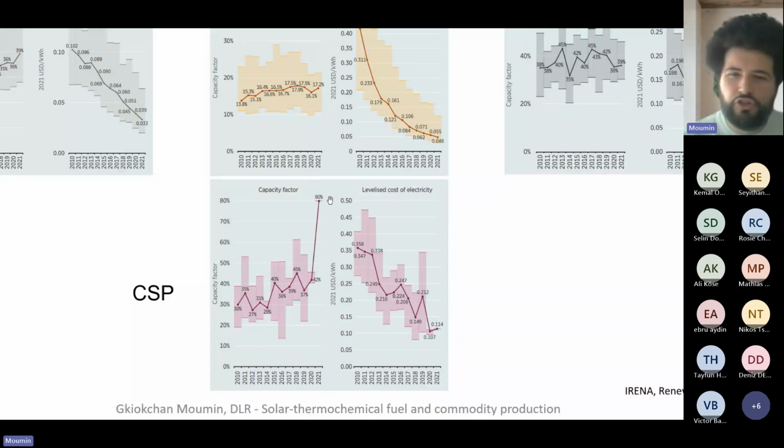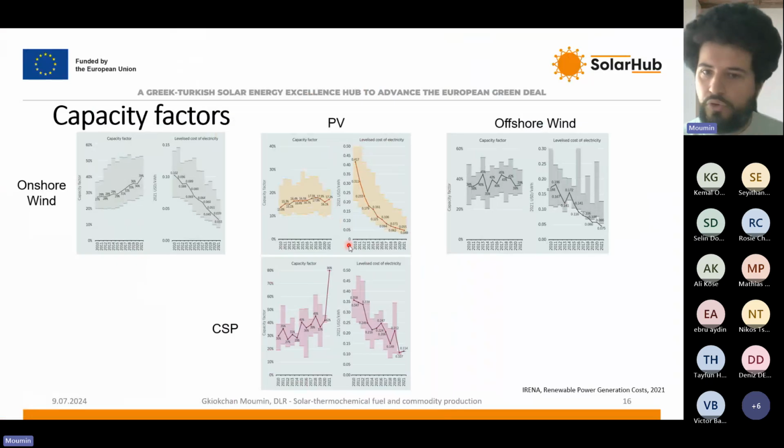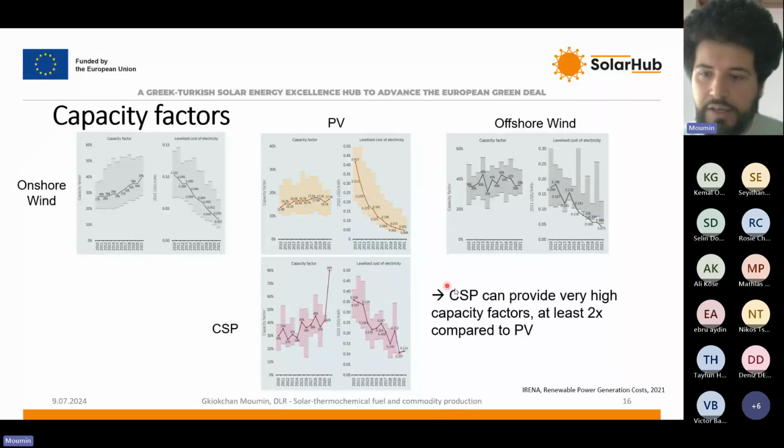But we can see the latest installation. This must be the plant in Chile, where we have one of the highest solar radiations. It achieves 80% of capacity factor, which is quite impressive. So for a renewable technology, except for hydro, this is quite an achievement. Again, you can see that the cost in general dropped, but stayed at a relatively higher value. But that means exactly, and this is really crucial to understand, that CSP can provide very high capacity factors, at least 2 times compared to PV, and this basically justifies or balances again this cost.